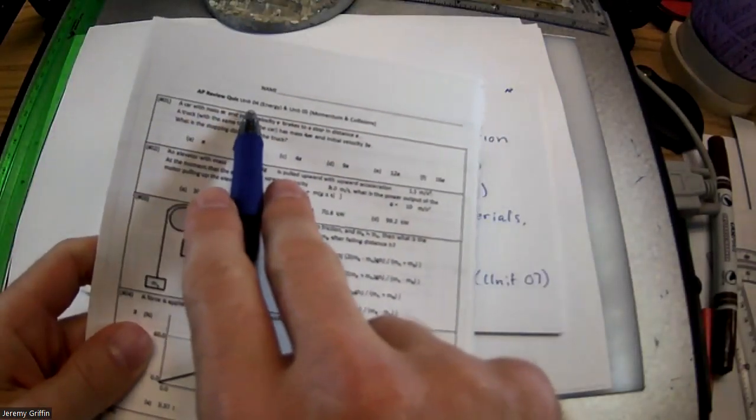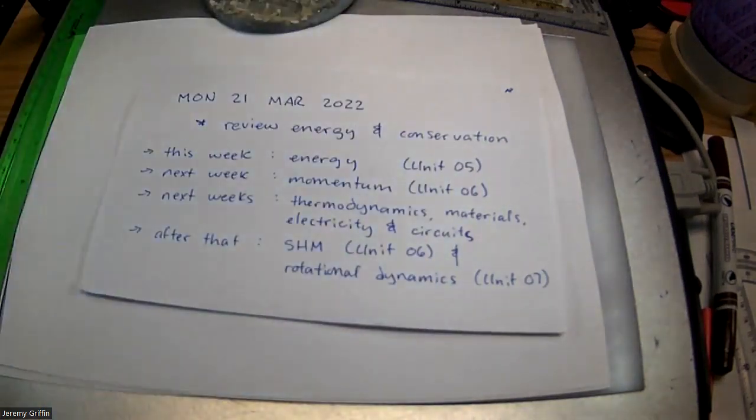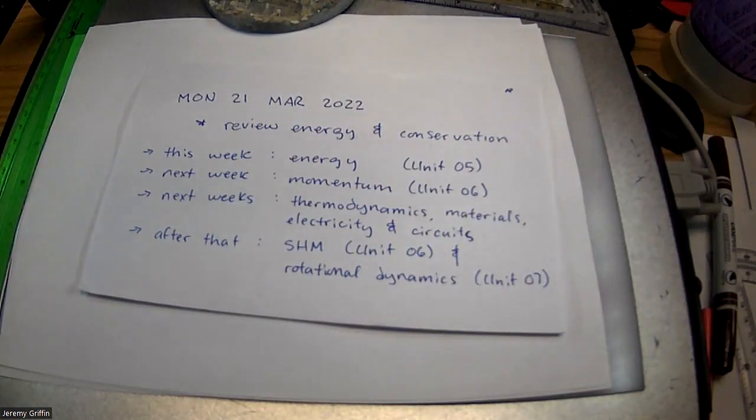Okay. You should have gotten this page. I just handed this out. Did anybody not get this page? It says AP review quiz for Unit 4, Unit 5. All right, so I think everybody's got one now.